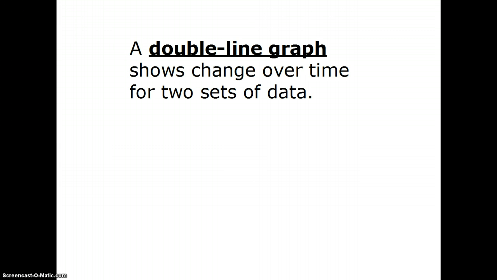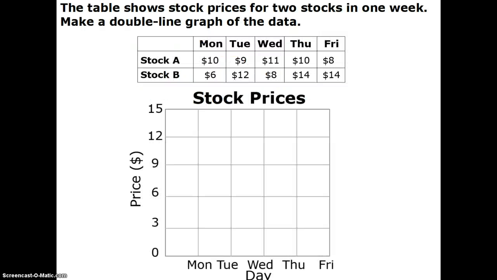Let's look at the next vocab term. A double line graph shows the change over time for 2 sets of data. So we have a line graph, which is 1 set of data, and a double line graph, which is 2 sets of data. Okay, so this table shows stock prices for 2 stocks in 1 week. Make a double line graph of the data.